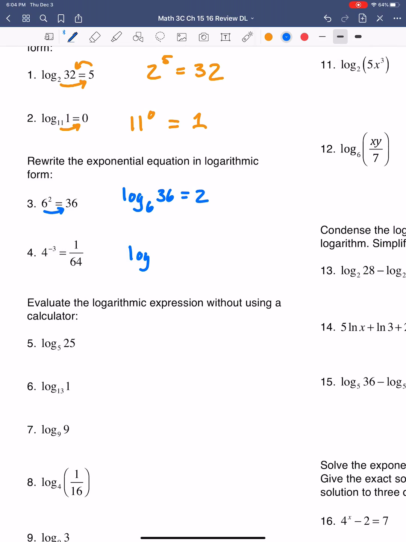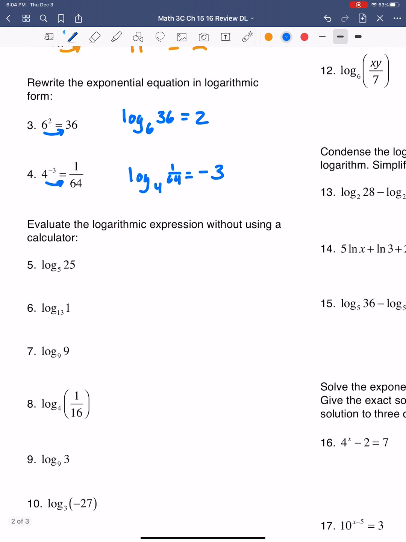Same thing in the next one. We need a log because it's log form. The base of the exponent becomes the base of the log, so that's 4, and then it goes in this order, 1 over 64, and that equals -3. And if we're seeing the pattern there, I'm using the arrow so you can see the order that the numbers come in, 4, then 1 over 64.